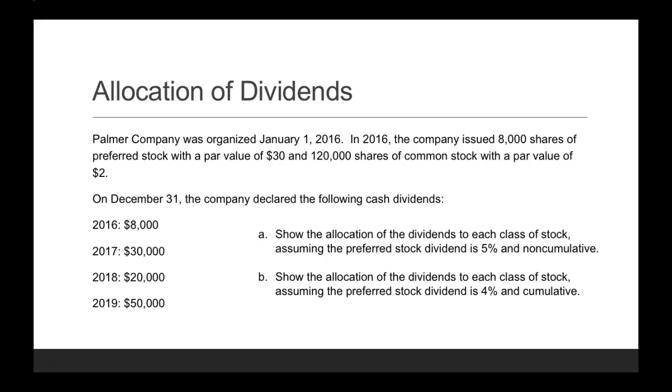We will need to show the allocation of these cash dividends. First, assuming that the preferred stock dividend is 5% and non-cumulative, and then assuming that it's 4% and cumulative.